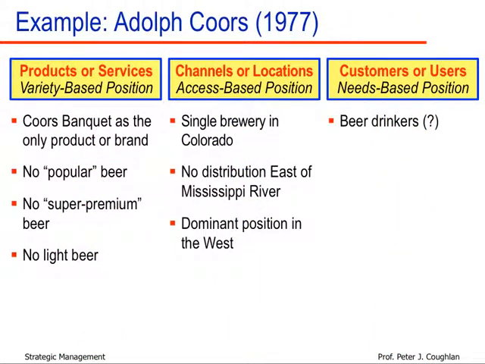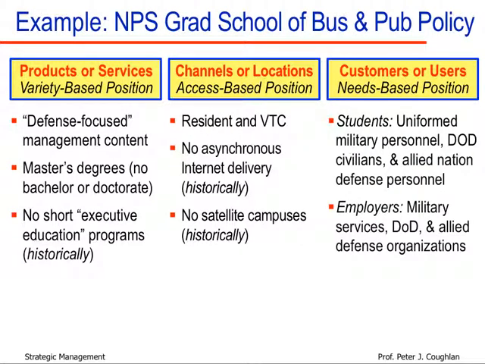And we gave examples, for example, of Coors, and saw what their product or service scope was, or channel or location scope, or the customer or user scope. And so you could do an exhibit like this if you wanted to identify the scope. Here's another one that we did for the NPS GSBPP, and their scope, our scope, in terms of product or services, channels, locations, customers, or users.